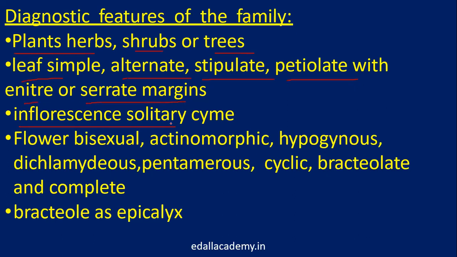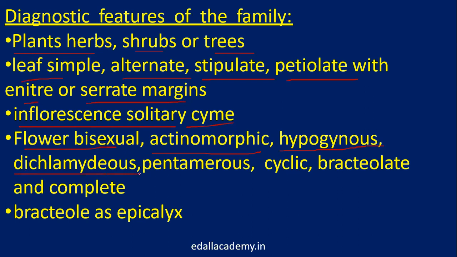Inflorescence is solitary, a single flower, or of cymose type. Flowers are bisexual. Both androecium and gynoecium are present in the same flower. Flower can be cut into two equal halves at any vertical plane, so it is called actinomorphic. Ovary is present above the floral parts such as sepals, petals, and stamens. So it is called hypogynous.